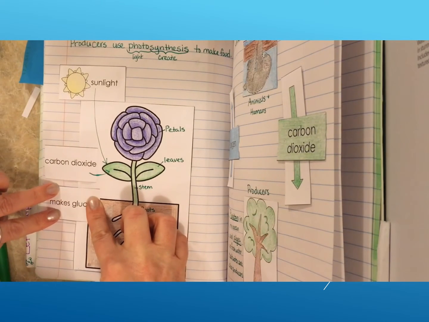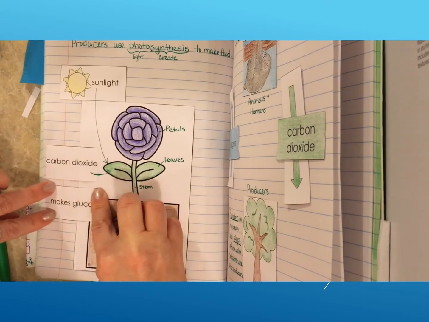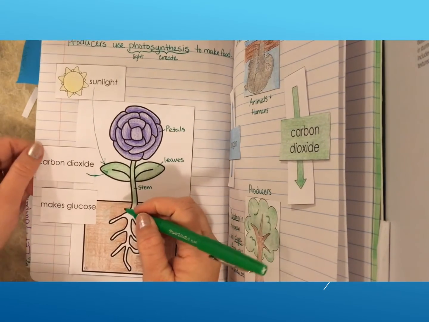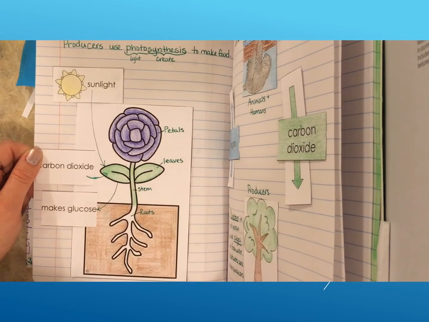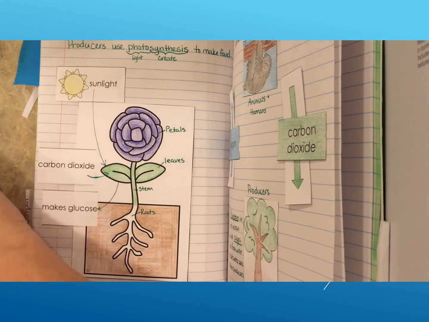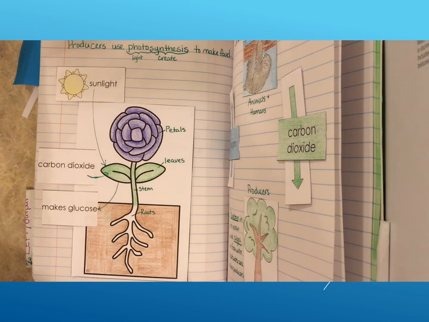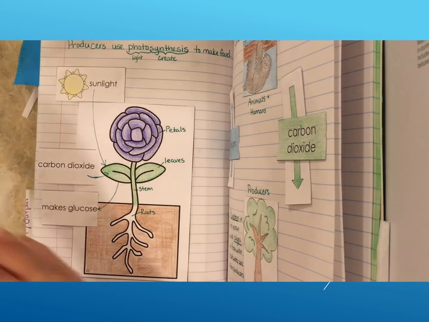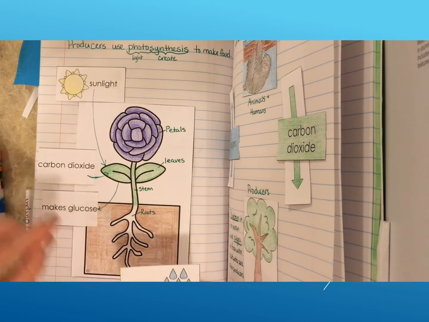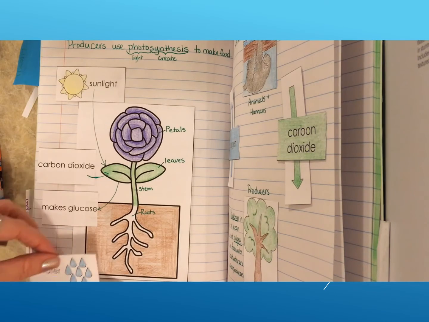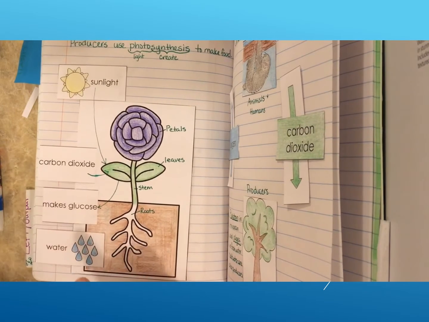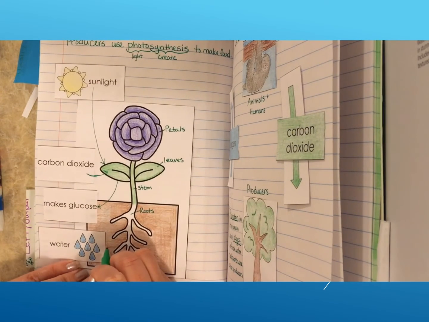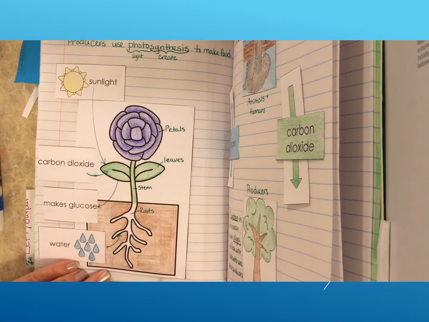Now they use the food that they make to grow, to reproduce, and to take care of all of their needs, but they also store some. So they'll make the glucose. Oh, I forgot a few other ingredients that they need. They need water when they're making their food, and that water comes in from the roots. So the roots will absorb the water.